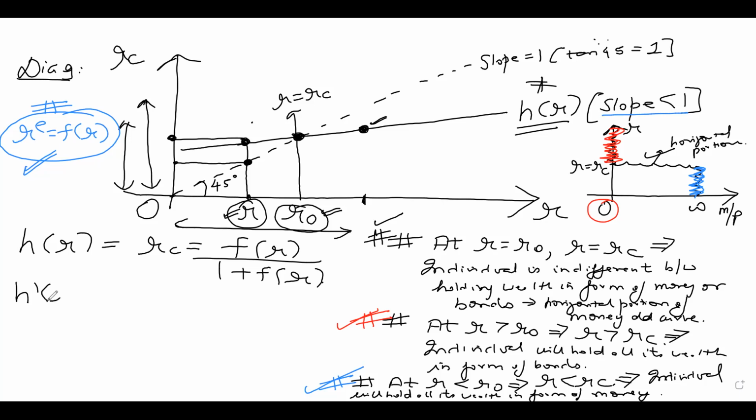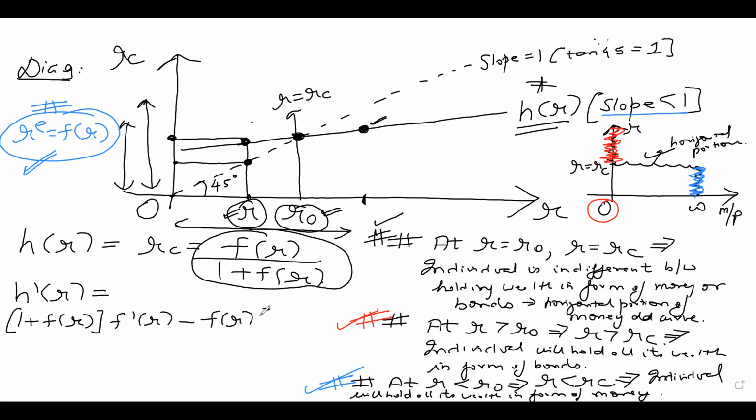So H dash R. Can I apply the quotient rule of differentiation here? I have to differentiate with respect to R. All of us know the quotient rule from mathematics. Denominator into the derivative of the numerator with respect to R, minus numerator into the derivative of the denominator with respect to R, divided by denominator square. This is our H dash R. I need to show under what conditions H dash R will be less than 1, because we assume that H of R has a slope which is less than 1.